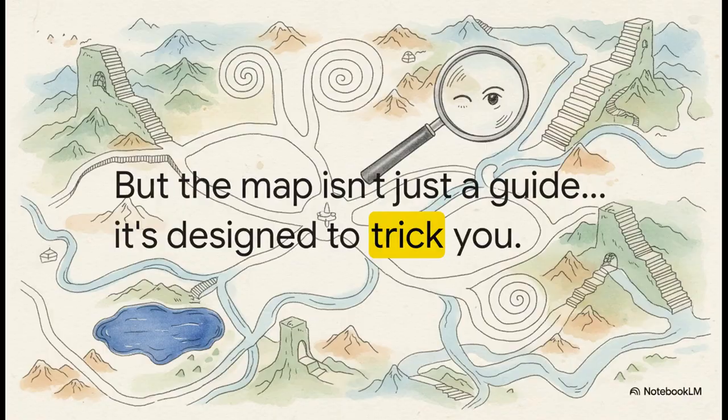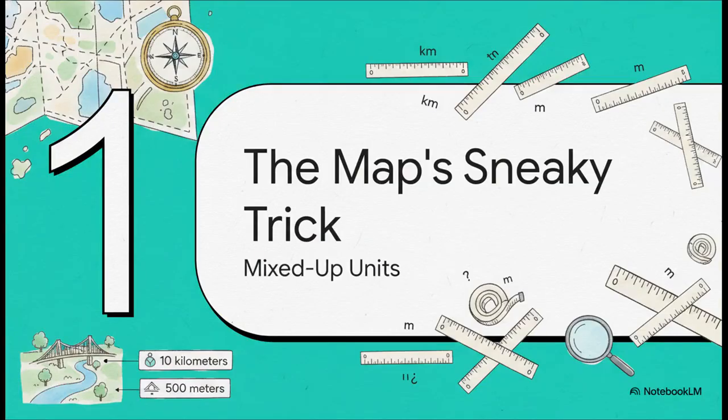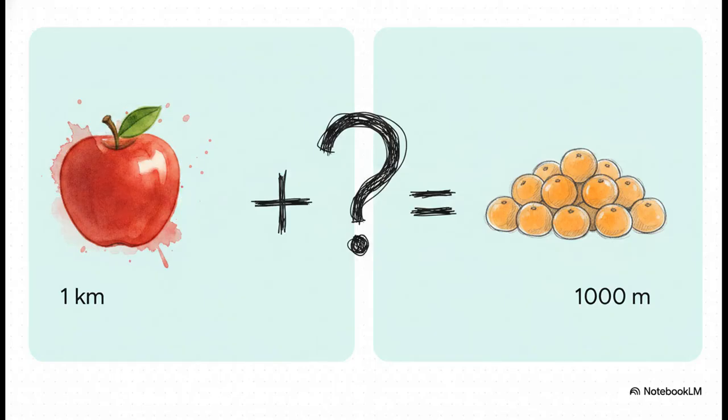We need a strategy. So here it is, the first and honestly the most common trap, mixed up units. See, the map makers will just throw kilometers and meters onto the same map, kind of hoping you'll get all tangled up when you start adding things up. This is such a simple trick, but it totally messes with your brain. You just can't add 1 to 1,000 and get anything that makes sense. It's that classic apples and oranges problem. If you don't get the units on the same page, your math is doomed from the very beginning.